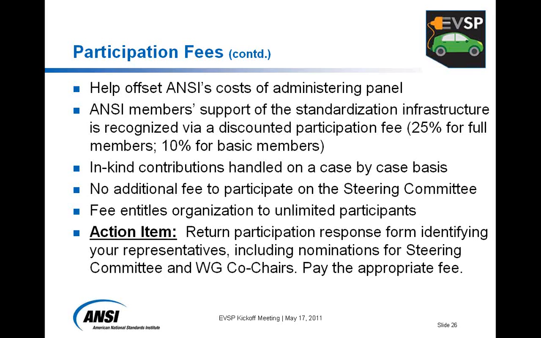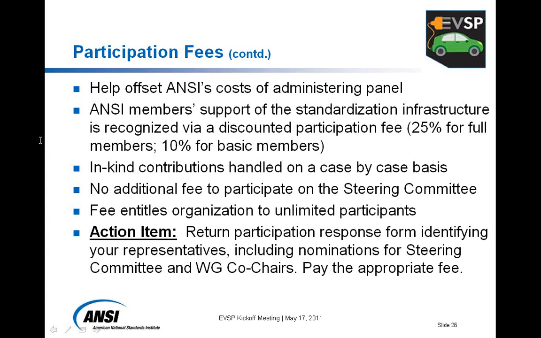The fee entitles your organization to unlimited participants. I'll say that with a little bit of qualification, going back to what I said about the steering committee. If you're a company and you join, you can participate unlimited-wise in the working groups. Your company can't have 4 at-large steering committee seats out of this. So it is unlimited participants, but that's in the scope of the total project.